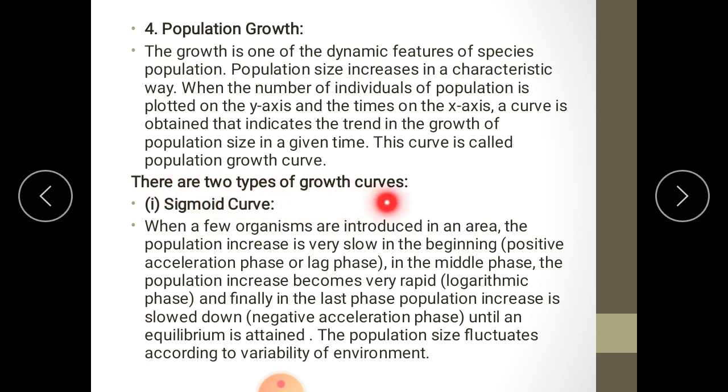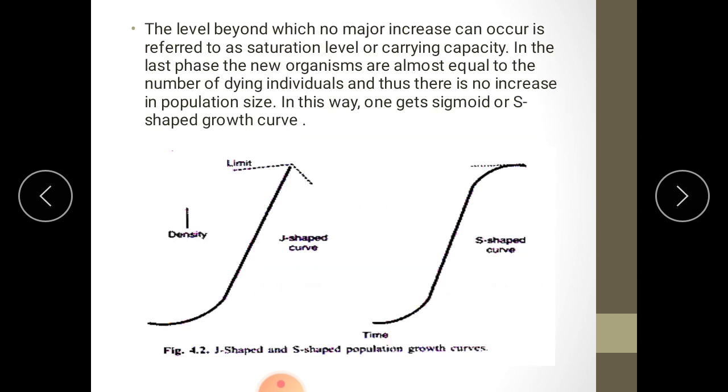There are two types of growth curves, sigmoid curve and J-shaped curve. When a few organisms are introduced in an area, the population increase is very slow at the beginning. This is called lag phase. So if some individuals are introduced in an area or in a habitat, at the beginning the growth rate is slow, not very fast. So this is called lag phase.